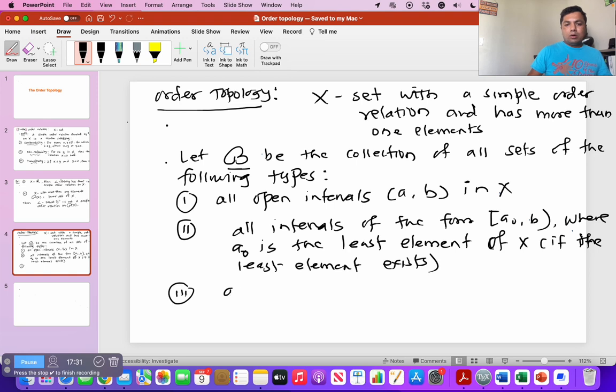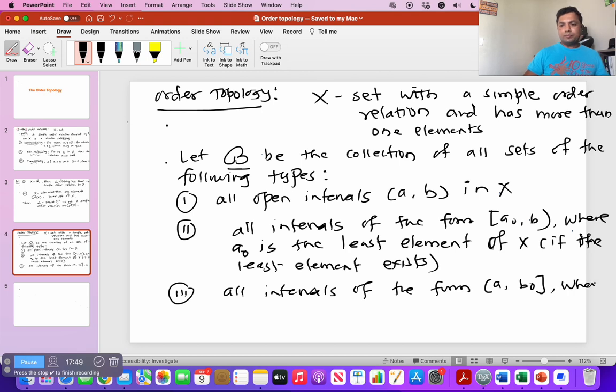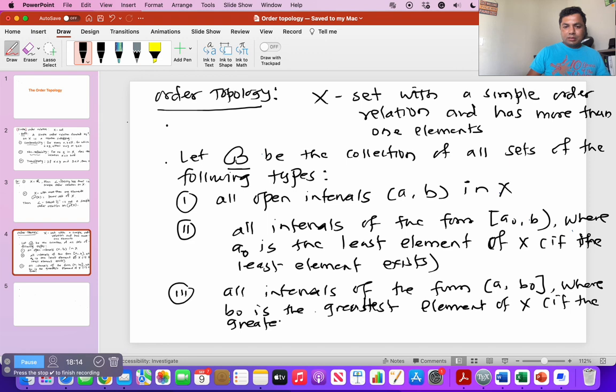And the third one is all intervals of the form (a, b0]. It is still a half open interval, but the right side is included, where b0 is the greatest element of X, if the greatest element of X exists. Okay, it's not mandatory.